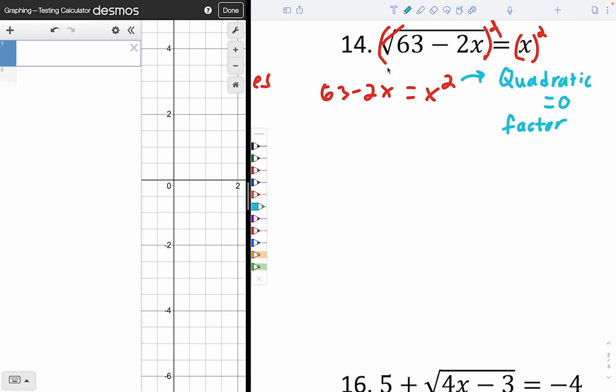To make it equal to 0, first I want to make sure this stays positive. The square term should stay positive. So I'm going to just add this 2x over and minus the 63 over. So 0 equals x squared, add the 2x over, minus the 63 over. And now it's equal to 0.